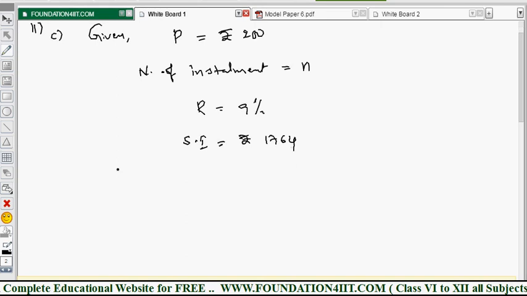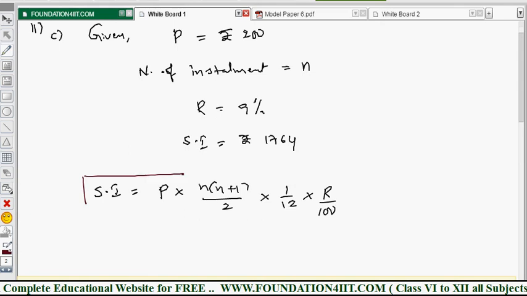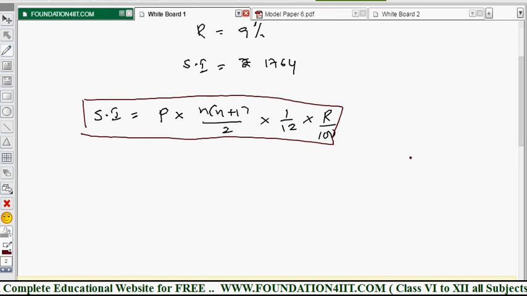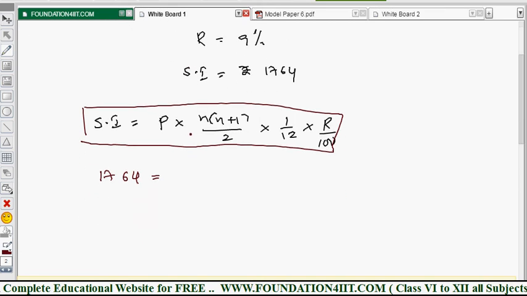Now according to the problem, the formula is P into n into n plus 1 by 2 into 1 by 12 into r by 100. So this formula should be applied whenever such problems are there. So this is for simple interest in the bank. Using this formula, you find out the n value, the number of installments, just by substituting everything in this. Simple interest 1764 is 200 into the n value to find out.